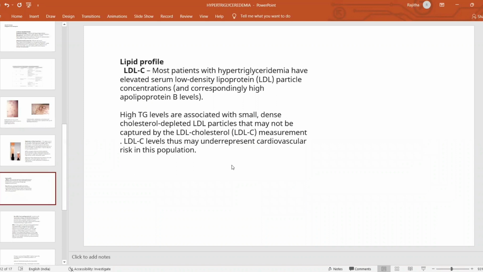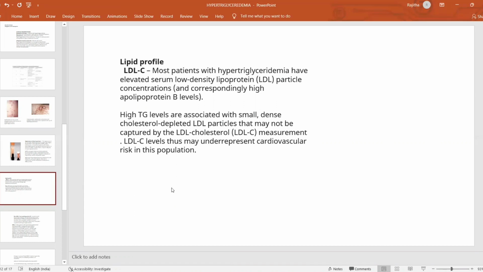Talking about the lipid profile, LDL cholesterol and the other components should also be looked into when you are looking at the lipid profile of a hypertriglyceridemia patient. LDL cholesterol is usually elevated. Most patients with hypertriglyceridemia have elevated serum LDL concentrations with correspondingly high ApoB levels, which was already discussed. ApoB is the lipoprotein associated with LDL, and high triglyceride levels are associated with small, dense, cholesterol-depleted LDL particles.